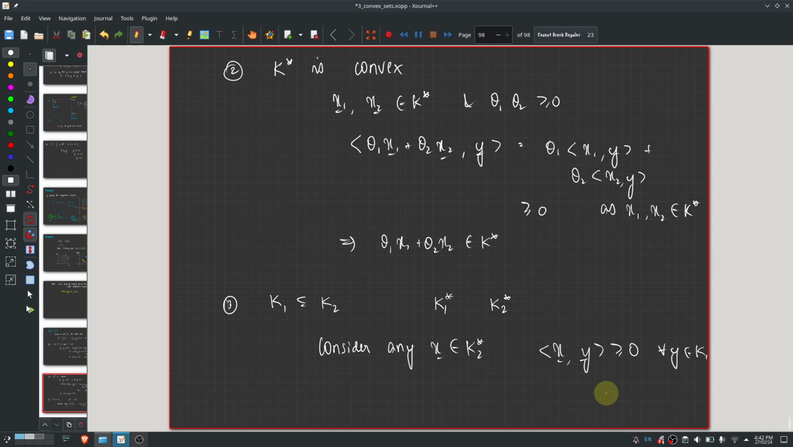Okay. So what does this mean? If x lies in K2 star and this happens, then x should lie in K1 star. Correct? So now what can you conclude about the inclusion? Every vector in K2 star lies in K1 star. So K2 star is in fact a subset of K1 star.